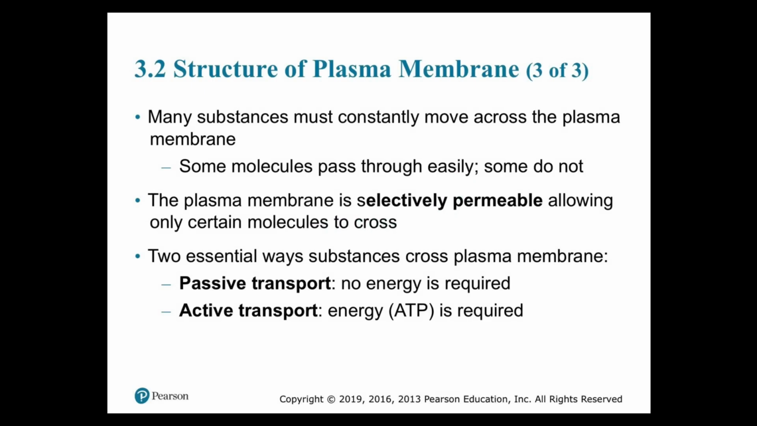Section 3.2, structure of plasma membrane. So many substances must constantly move across the plasma membrane, and some molecules pass through easily while others do not. So we say that the plasma membrane is selectively permeable, allowing only certain molecules to cross. There are two ways that substances cross the plasma membrane, either passively through passive transport where no energy is required, or through active transport where energy in the form of ATP is required.